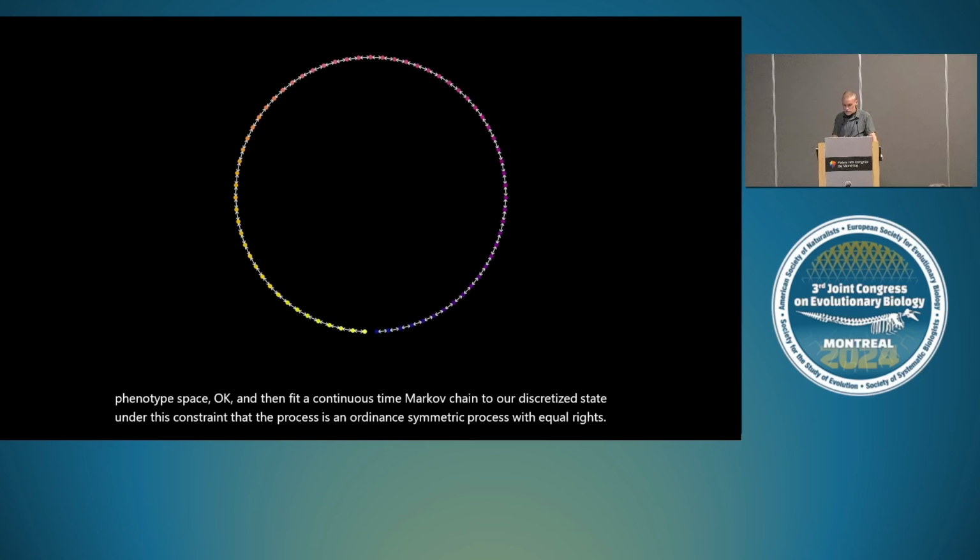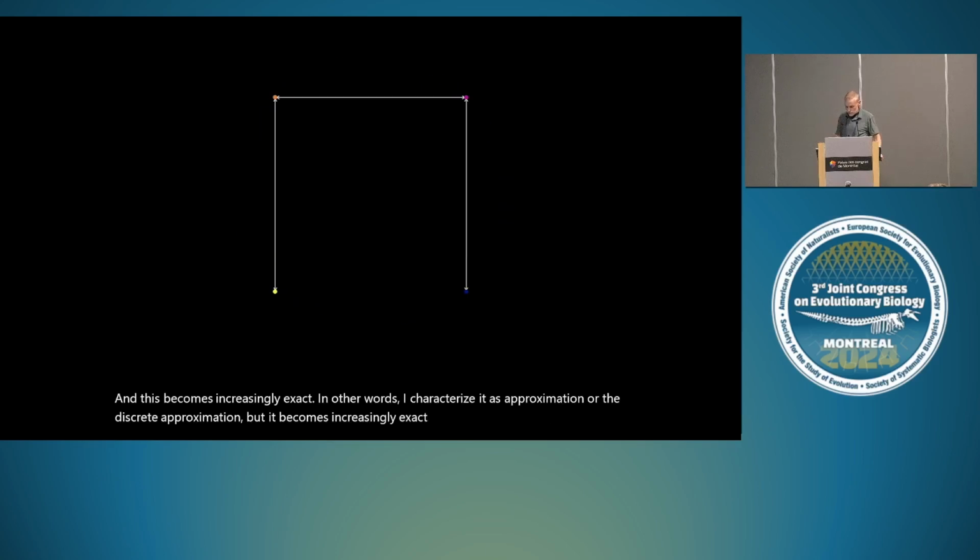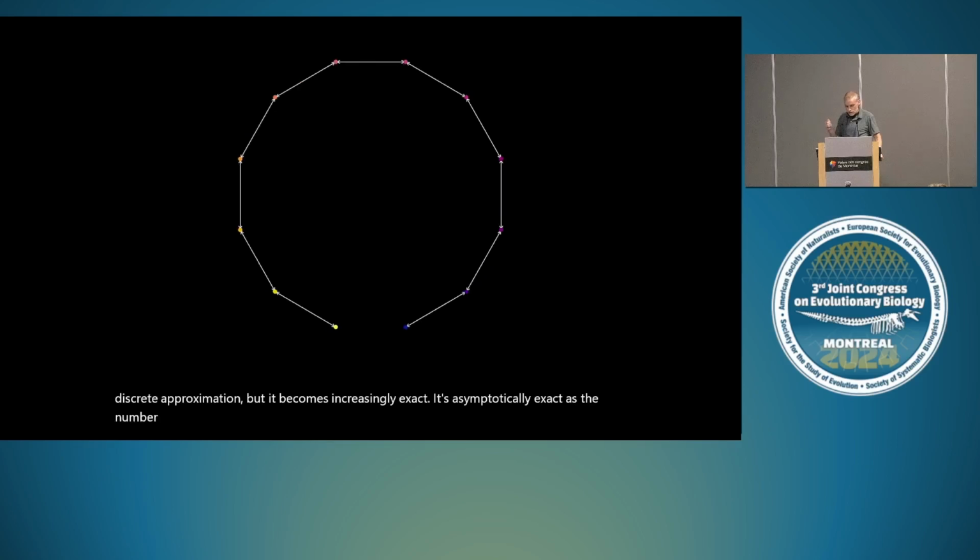And this becomes increasingly exact. In other words, I characterize it as approximation, or the discrete approximation, but it becomes increasingly exact. It's asymptotically exact as the number of states in this chain increases.